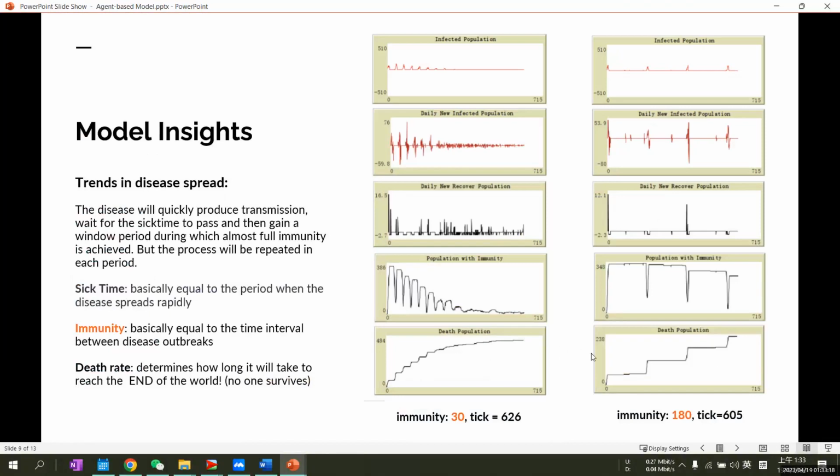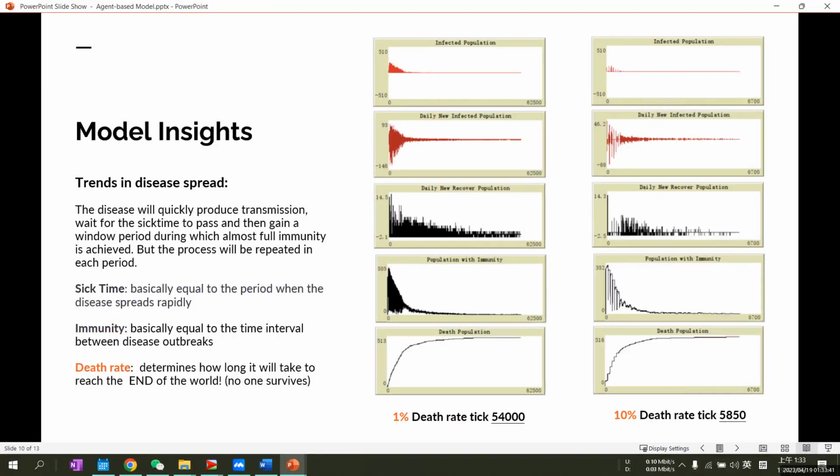For the trends in disease spread, it will quickly produce transmission, wait for the sick time to pass, and then gain a window period during which almost full immunity of the public is achieved. But the process will be repeated in each period. Among them, the immunity days basically are equal to the time interval between disease outbreaks, while the death rate determines how long it will take to reach the end of the world.